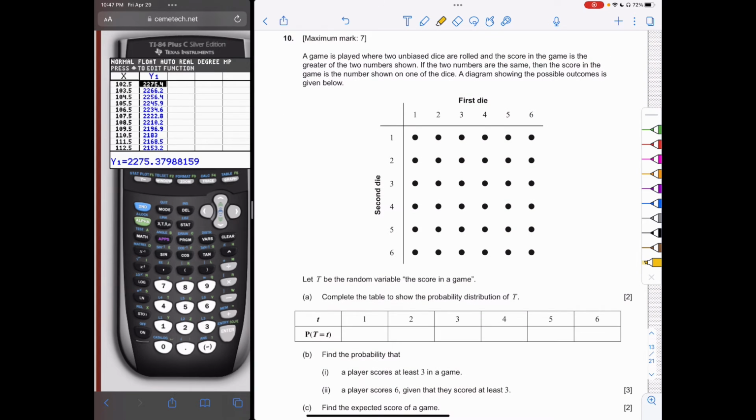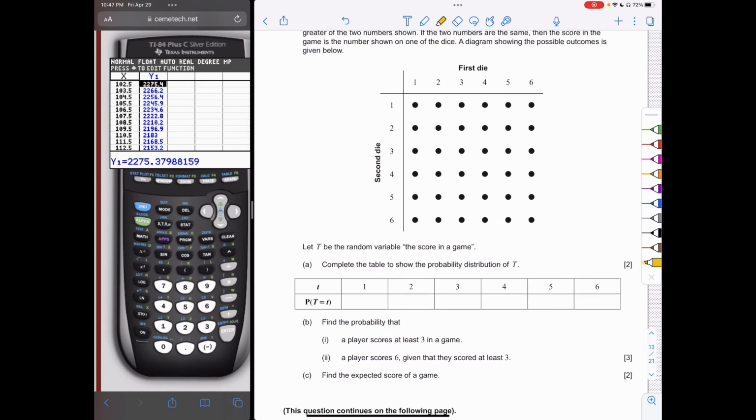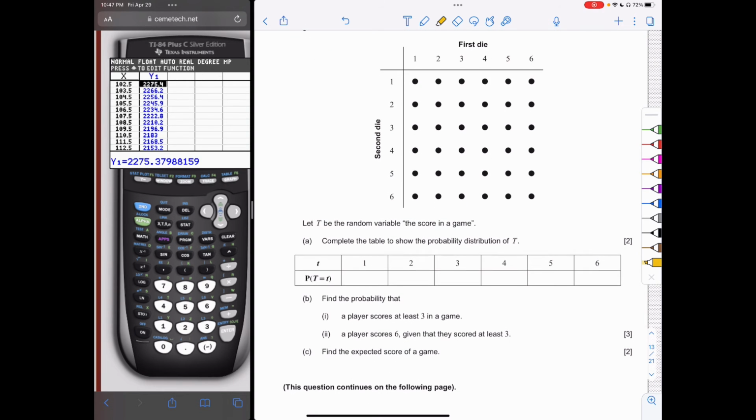So number 10, it says a game is played where 2 unbiased die are rolled, and the score of the game is going to be the greater of the 2 numbers shown. If the 2 numbers are the same, then the score in the game is the number shown on one of the die. The diagram is shown below with the possible outcomes. It says let T be a random variable, the score in the game. They want us to complete the table to show the probability distribution of T.